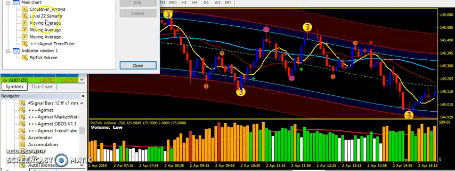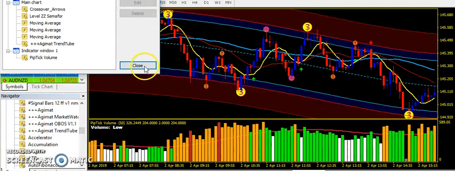That is your semaphore. Then you have your moving average 8, which is the yellow signal line. You have your moving average 50, which is your blue water wave line, and you have your moving average 25, which is your red line. And then, of course, you have your Algomat trend tube, which is this tube that you see at the top and the bottom. Price is bouncing in between the tube.